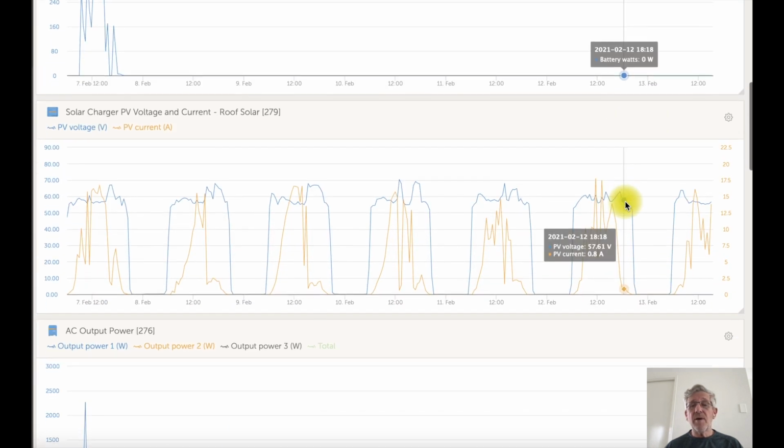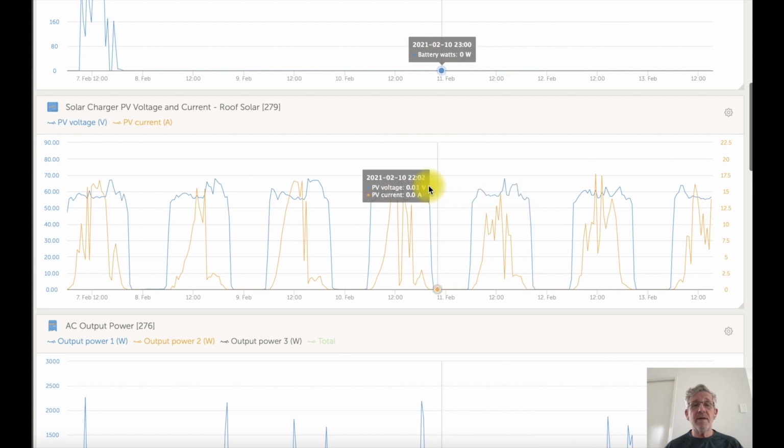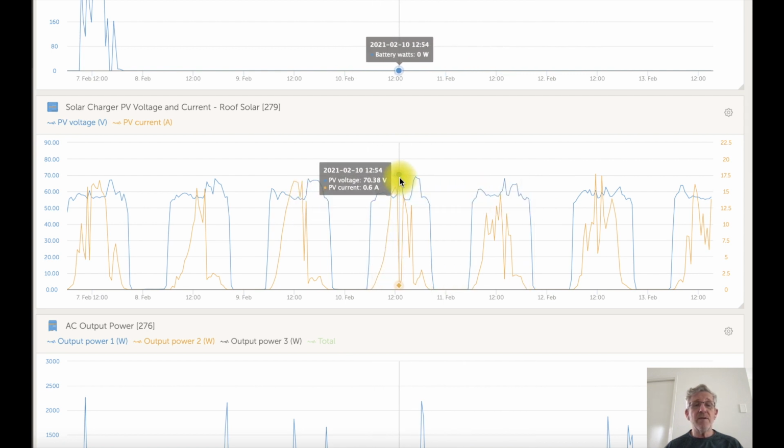Now we come down a little bit lower. There's the curves that the blue one is the voltage. You can see here the peak voltage is about 70 volts off the roof. That's the MPPT. That's not the actual open circuit voltage, it's a lot higher. And then below that is the current.